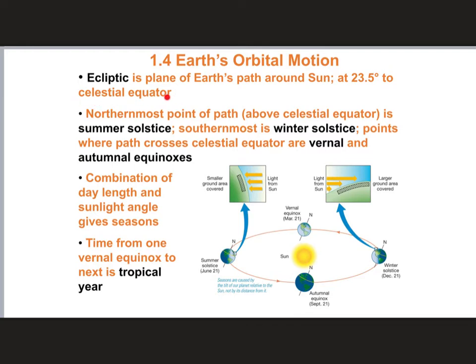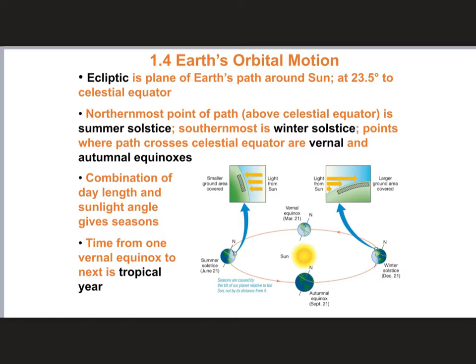The celestial equator is, if you imagine the equator around the Earth, but not being around the Earth, but being around the celestial sphere that we talked about in the previous video. That is what is meant by the celestial equator. Basically, all of this means is that the Earth's axis of rotation is tilted relative to the plane of the Earth's orbit. It's not perpendicular like you might expect, but it's actually tilted at this 23.5-degree angle.